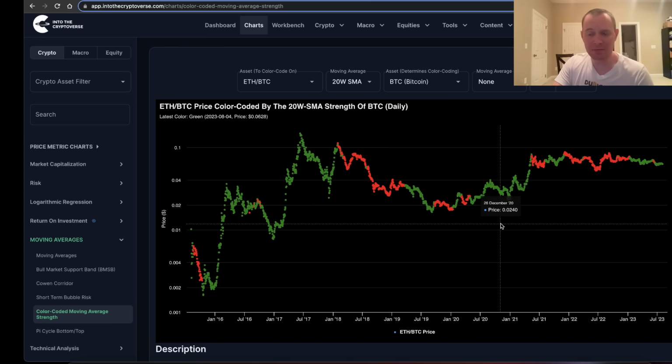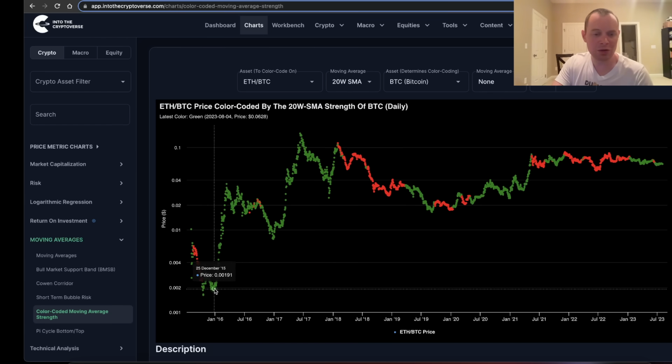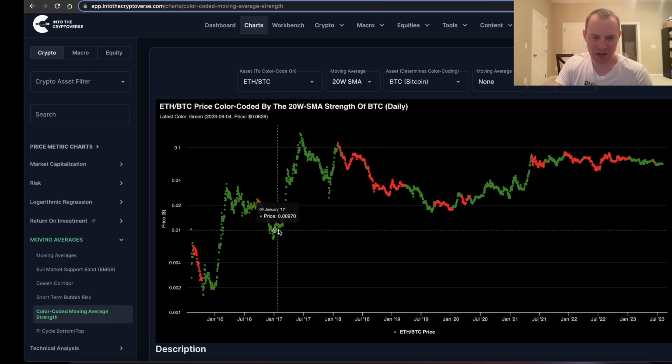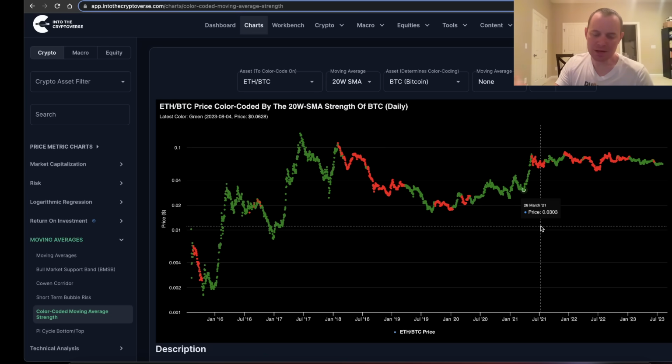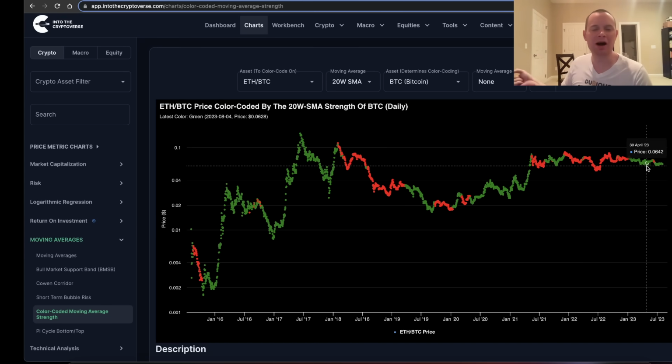So when Bitcoin is above its 20-week moving average, the Ether Bitcoin valuation tends to do quite well as long as it's the halving year or the post-halving year, right? So this is the halving year and then the post-halving year. Here you have the halving year and then the post-halving year. It tends to do quite well. But in the bear market year and the pre-halving year, the Ether Bitcoin pair doesn't tend to go up even if Bitcoin is above its 20-week moving average.